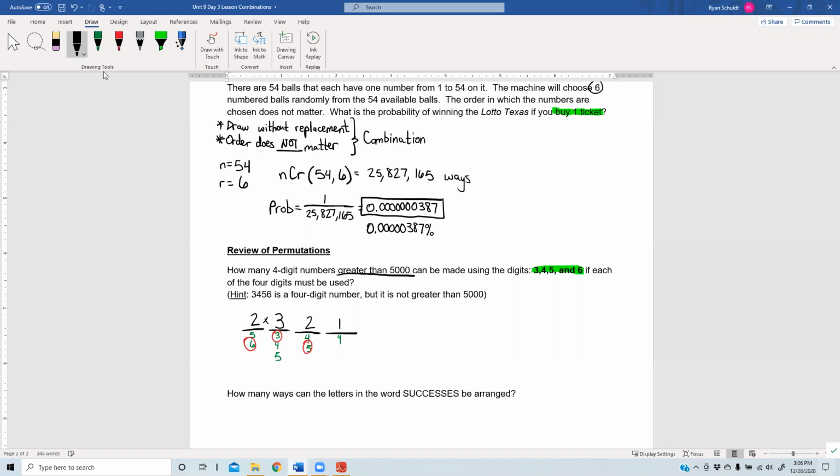So 2 times 3 times 2 times 1 gives you how many total numbers you can make, which is 12. We can only make 12 numbers with this criteria. That one you had to think a little bit. You couldn't just jump into it and go. You had to think.